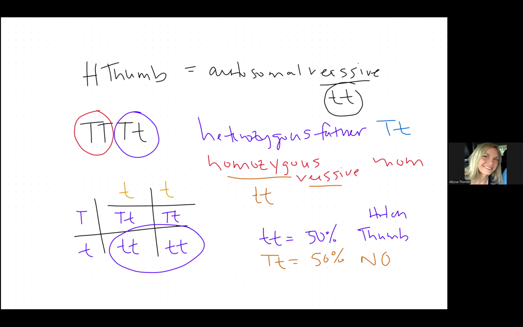All right, let's do another one. This one's going to be slightly different. We're going to do freckles. Ooh, that looks terrible. Let me rewrite that. Freckles are what we call autosomal dominant.